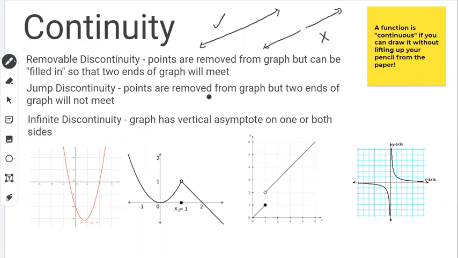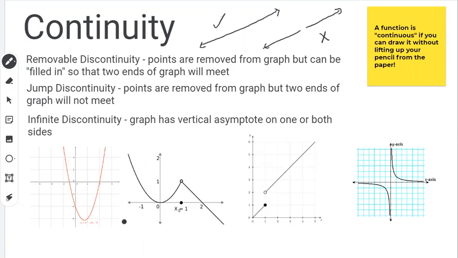But if we're talking about a jump discontinuity, we still have points removed from the graph, but the two ends of the graph will never meet, even if the points are filled in. And then the last one is the easiest one to recognize. It's called an infinite discontinuity. And that's when you're graphing something and it has a vertical asymptote on either one or both sides.